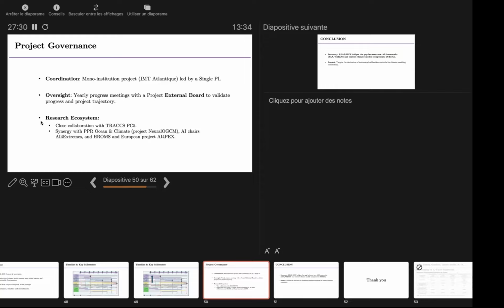And regarding the research ecosystem, there are close collaborations, as I said, specifically in WP number 3 and WP number 4 with the TRACCS PC5, and there are lots of synergies with PPA Océan et Climat, as I said, regarding the development of the global ocean configuration, the 1-degree global ocean configuration that is related to this project. And also there are lots of synergies with some local chairs that we have at Brest, specifically the chair AI for Extreme, hybrid regional ocean models, and the European project AI for PEX.